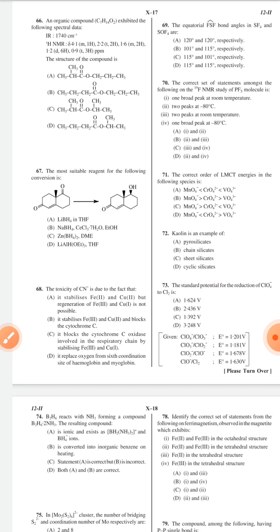Here the correct option is option C. It blocks the cytochrome C oxidase involved in the respiratory chain by stabilizing iron 3 and copper 1. Okay, and this question is framed from bioinorganic chemistry.